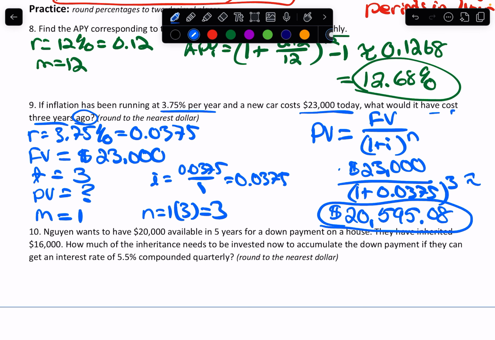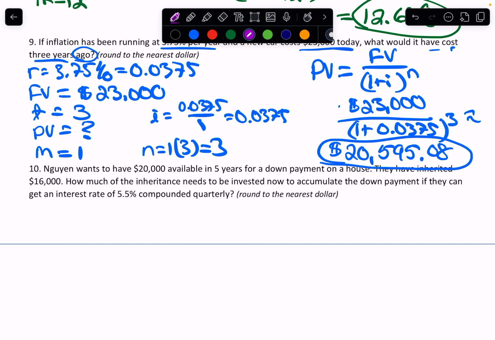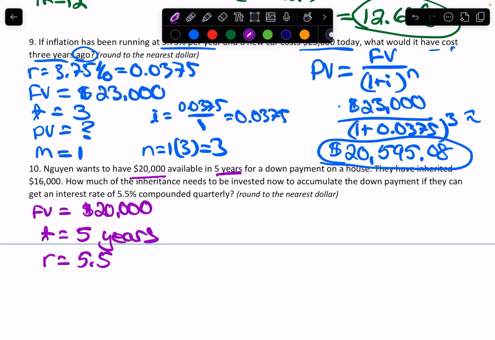Okay, we've got one more example here. So Win wants to have $20,000 available in 5 years for a down payment on a house. They have inherited $16,000. How much of the inheritance needs to be invested now to accumulate the down payment if they can get an interest rate of 5.5% compounded quarterly? So future value is going to be the $20,000. What else do we know? T is 5 years. Our rate is 5.5%, so 0.055.